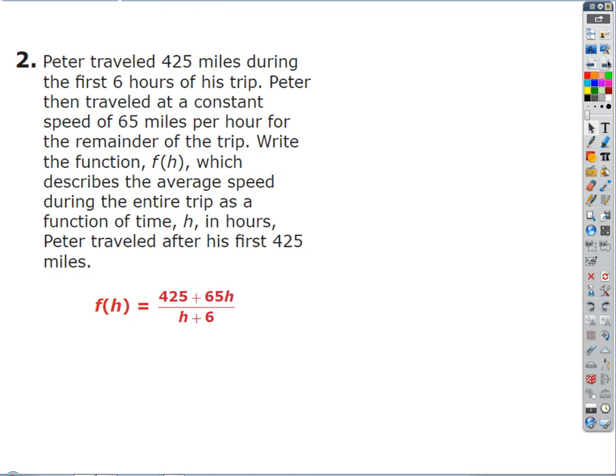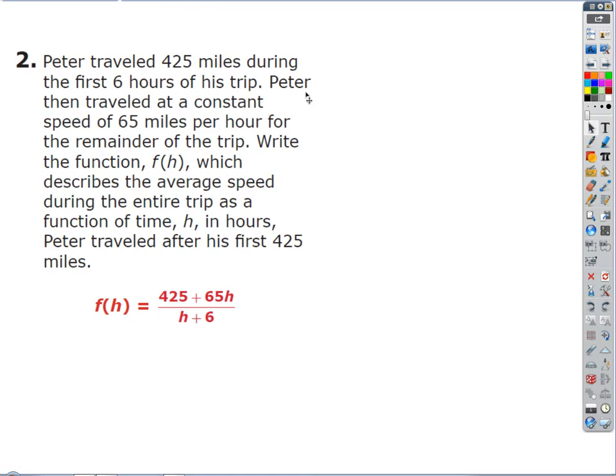This one is really, I remember looking at this. This one's kind of tricky, but you can get it. If Peter travels 425 miles during the first 6 hours of his trip, then he goes 65 miles per hour. H is the number of hours. Wouldn't you agree that the total distance he travels is just 425 plus 65h, right?